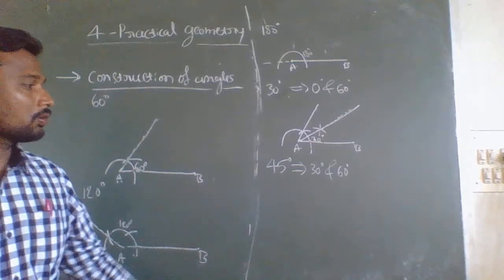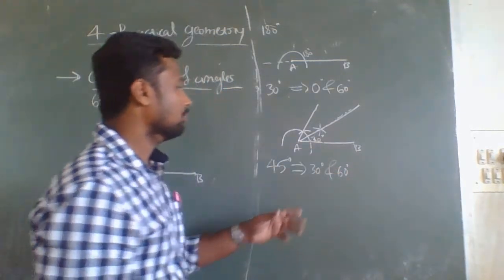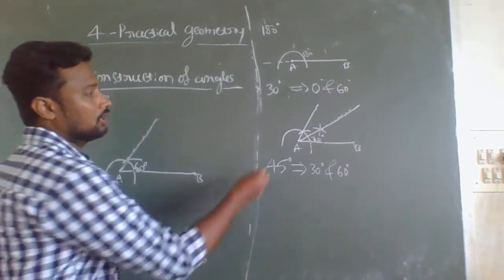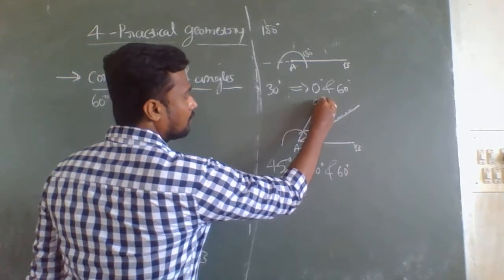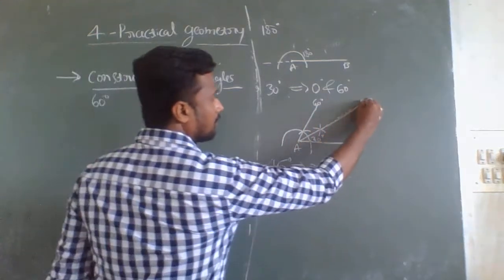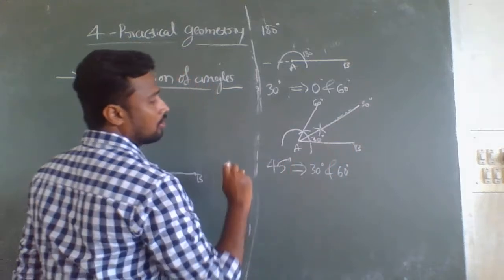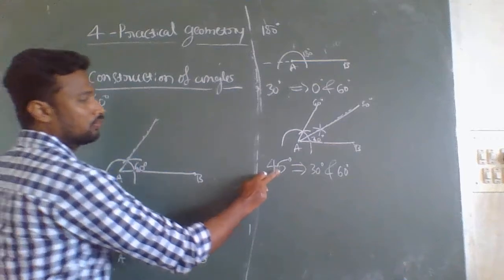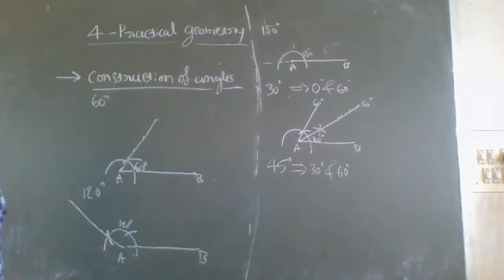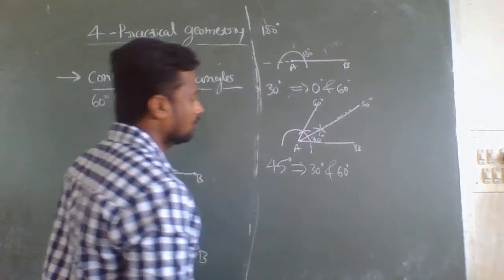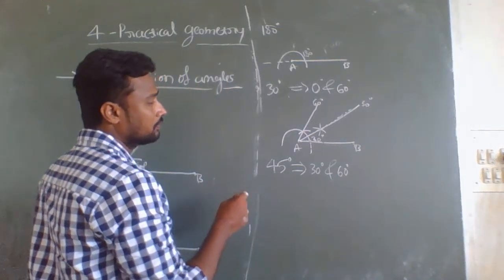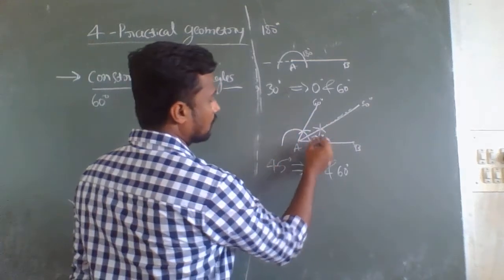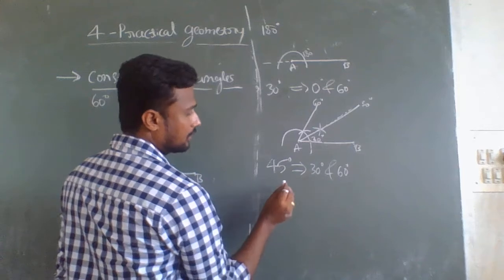Now you all know how to construct 30 degree and 60 degree. By using these two angles, we can construct 45 degree. So here I got 60 degree also in this example only, and this is 30 degree. By using these two angles, I will construct 45 degree. So here to construct 45 degree, what we can do? Here it is between 30 degree and 60 degree.